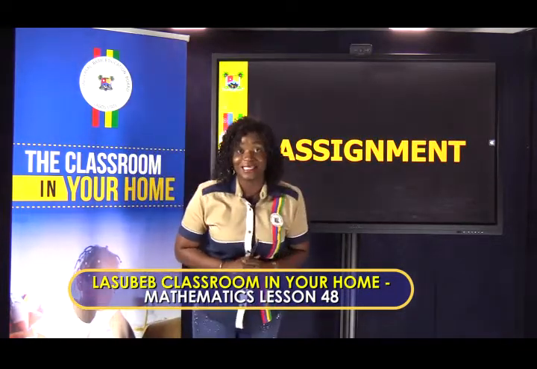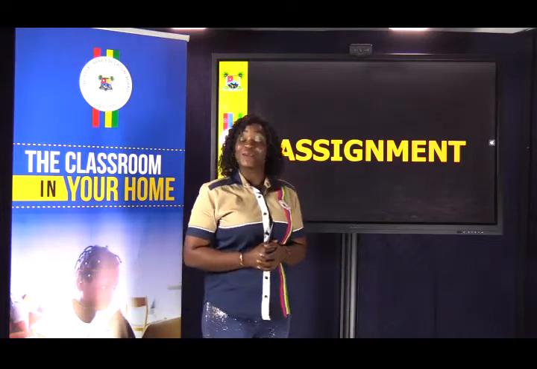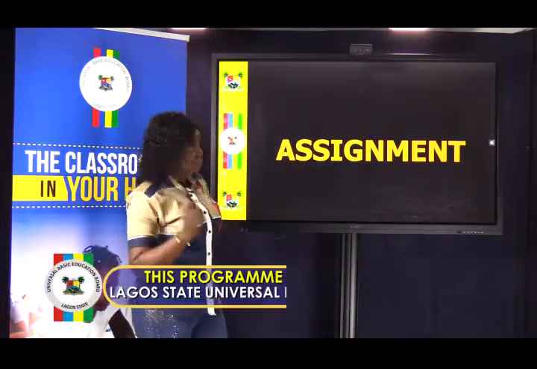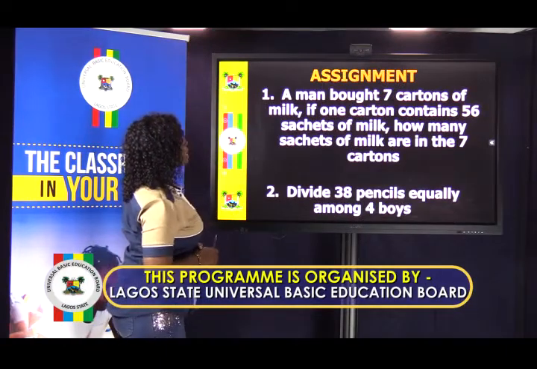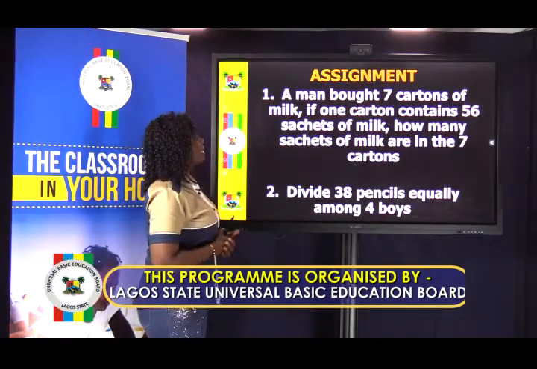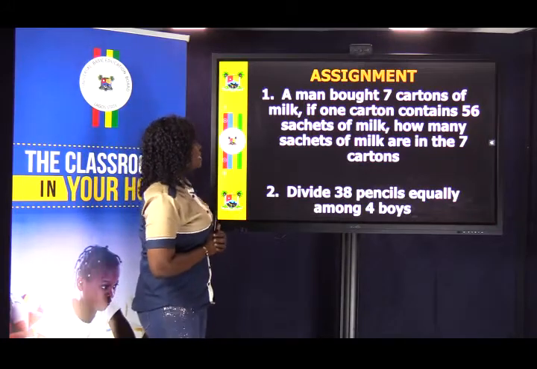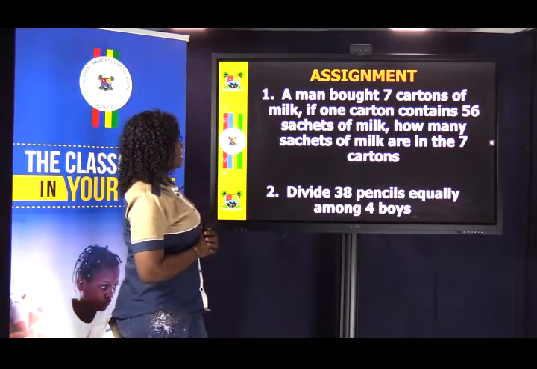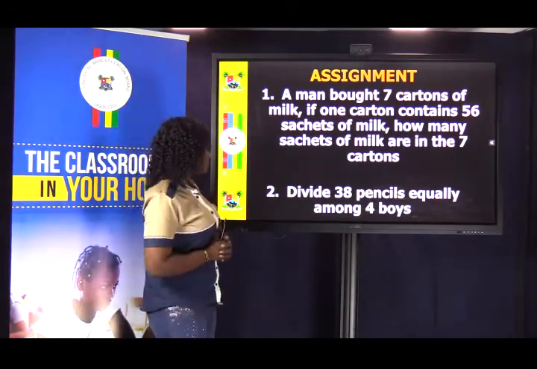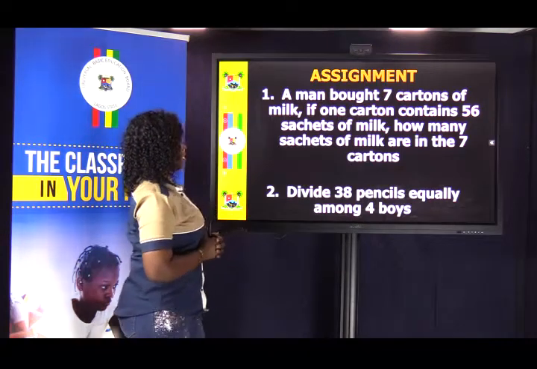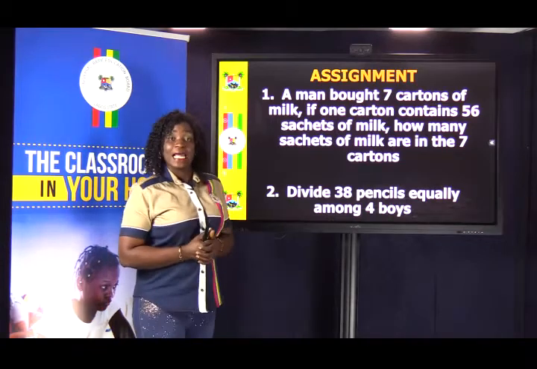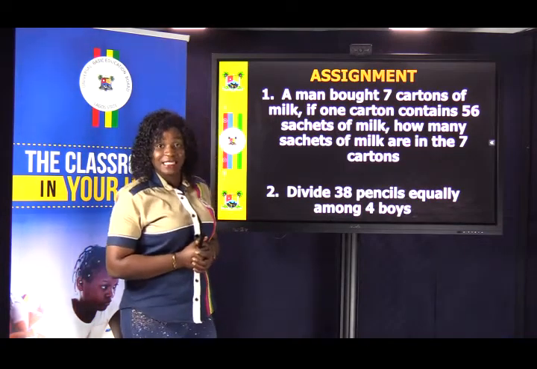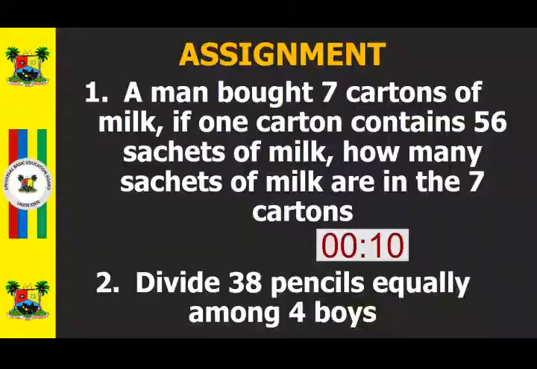We already know that each child gets 2 and 5 is the remainder. So now it's our assignment time. And remember, you must do Auntie Tino's homework. Very important. A man bought 7 cartons of milk. If 1 carton contains 56 sachets of milk, how many sachets of milk are in 7 cartons? Divide 38 pencils equally among 4 boys. Capture this down in 10 seconds and your time starts now.